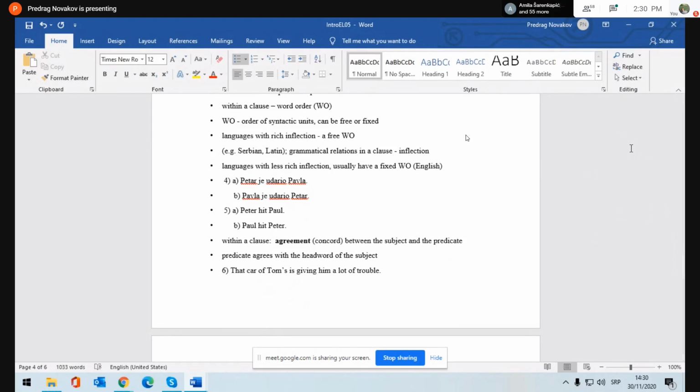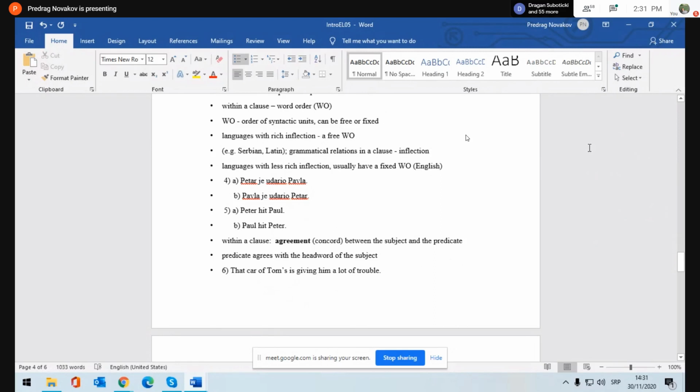Okay, so this is simply the order of syntactic units in a clause, like subject, predicate, object, adverbials, and so on. It can be free or fixed. I think we already mentioned this when we discussed Old English, but let me repeat it quickly. Word order in a clause can be free or fixed. Languages with rich inflection usually have free word order, like Serbian or Latin. Why? Because you have inflections.